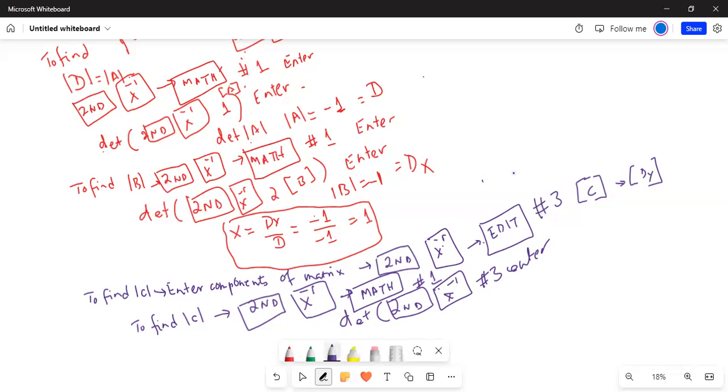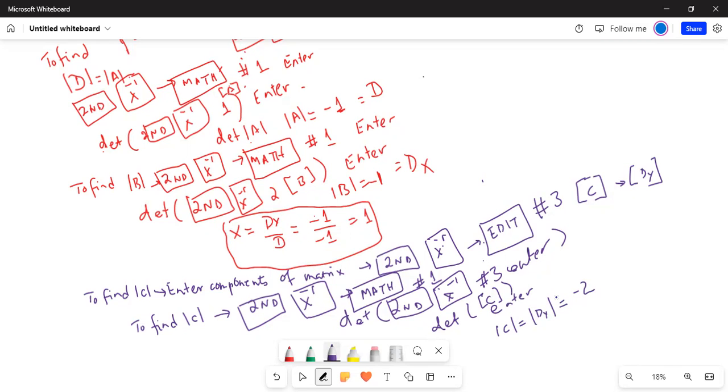On my calculator screen, I will get the determinant of matrix C. Remember, C is my dy. Put the right parenthesis and hit enter. So the determinant of C, which is basically dy, is equal to -2.